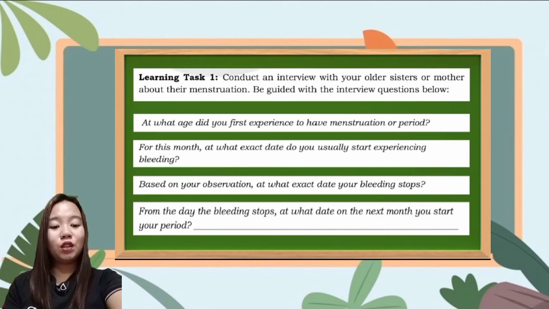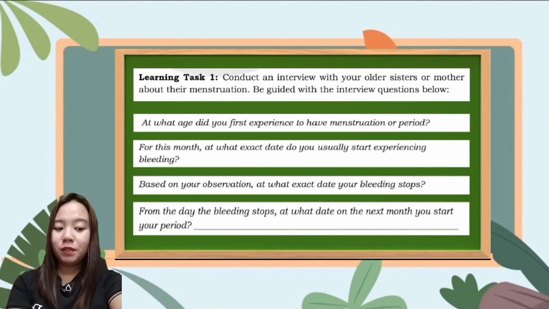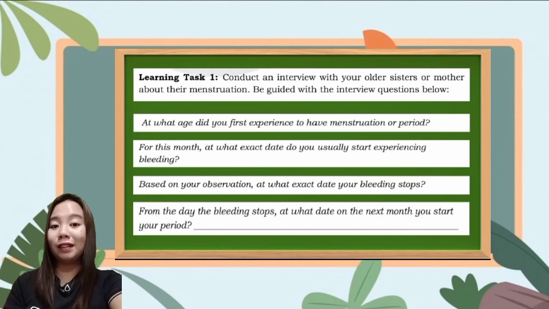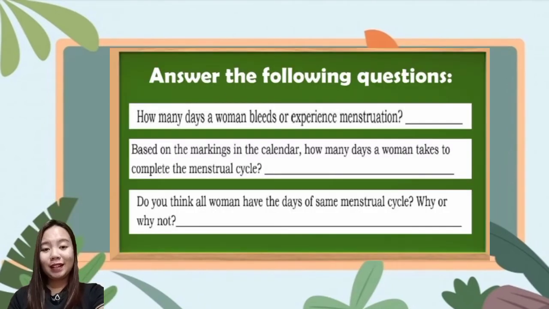The last one is: from the day that bleeding stops, at what date in the next month do you start your period? So for your assignment, answer the following questions. How many days does a woman bleed or experience menstruation? The next one is: based on the markings in the calendar, how many days does a woman take to complete the menstrual cycle? Do you think all women have the same number of days in their menstrual cycle?